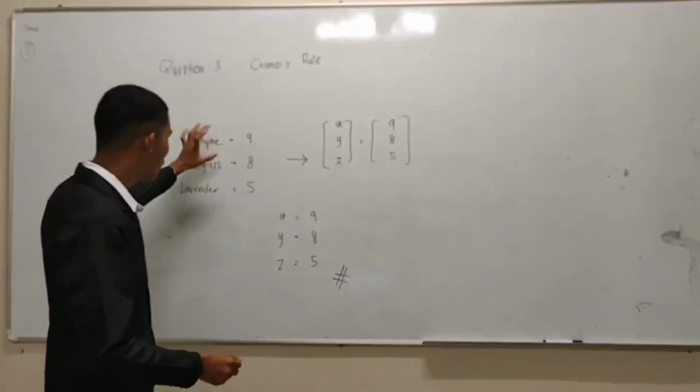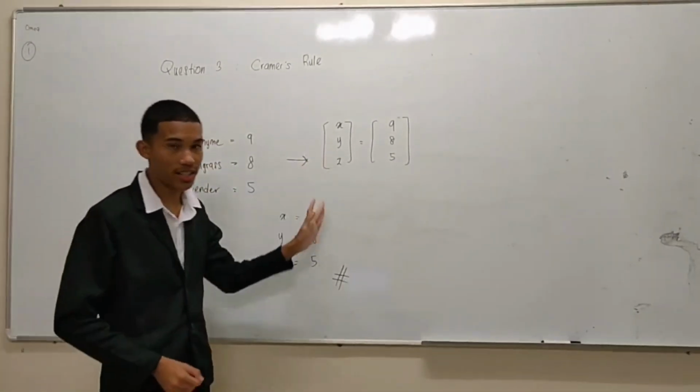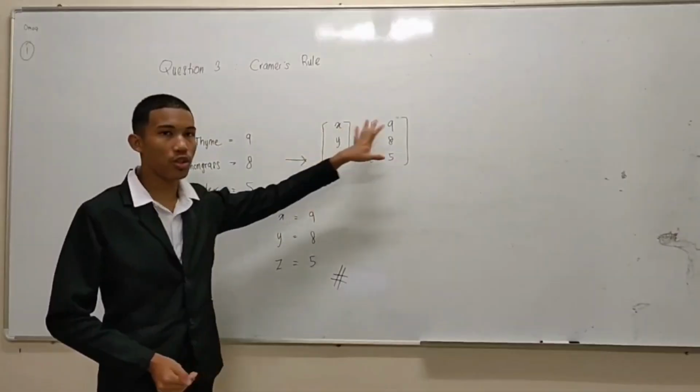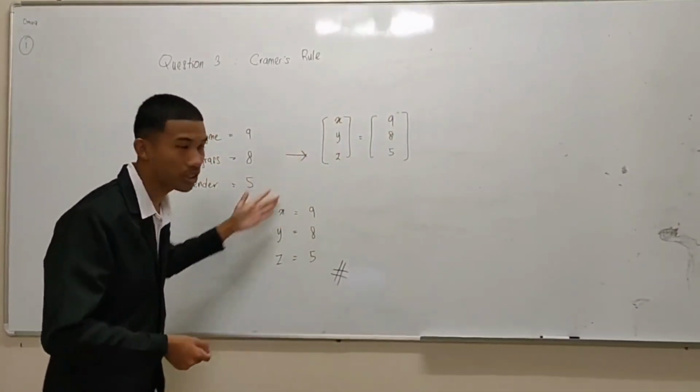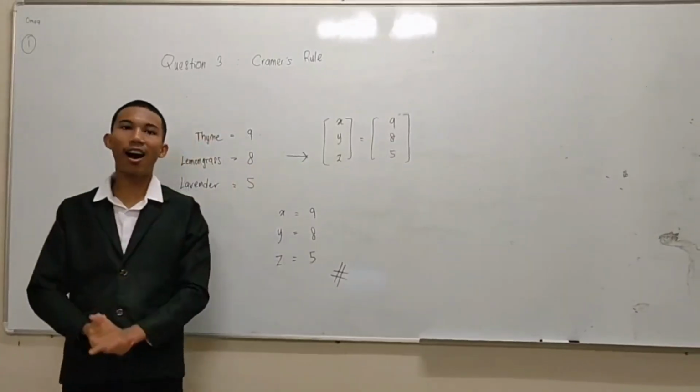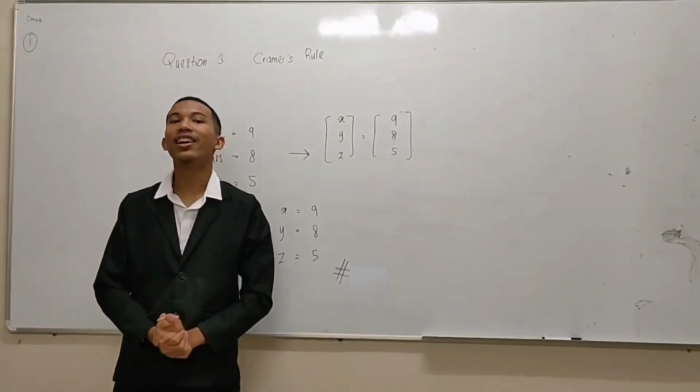And then we change the names into x, y, z. We form it into the matrix, and we put the answer into this. And this is how we answer question 3.